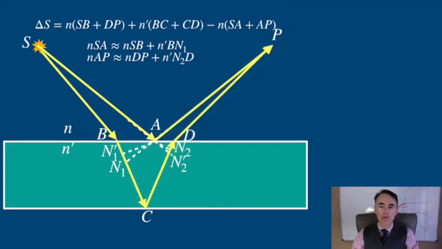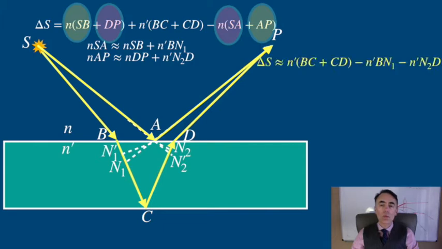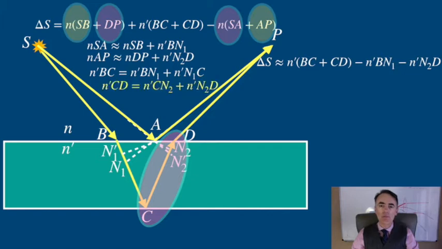Back to the equation for the path difference, we can use these two approximate results to simplify it. From the first one, we group these two terms, and from the second one, we group these two terms. So we can simplify delta S as follows. Now, using this path inside the dielectric, the whole path from B to C is equal to the path from B to N1 plus the path from N1 to C. Same happens in this side of the path inside the dielectric. Path from C to D is equal to path from C to N2 plus path from N2 to D. With this, we simplify the path difference equation as n' times N1C plus CN2.